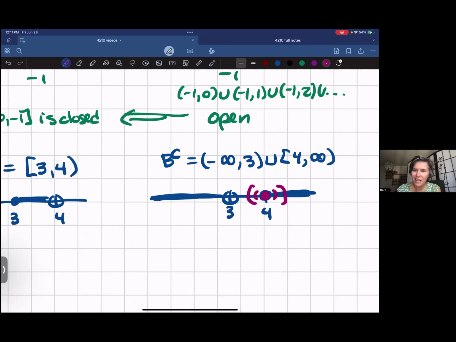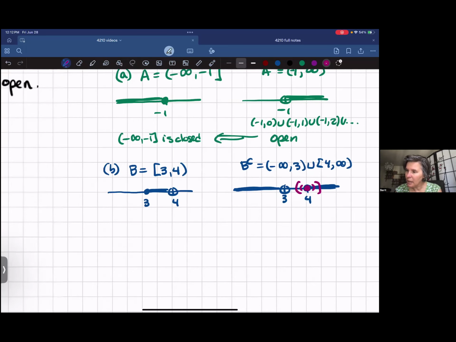Does that open interval stay inside of B complement? No. No matter how small I make it, if I draw an open interval that has 4 inside of it, part of that open interval is going to have numbers less than 4. And so therefore, no open interval that I draw can stay inside of B complement, which means B complement is not a neighborhood of the point 4.